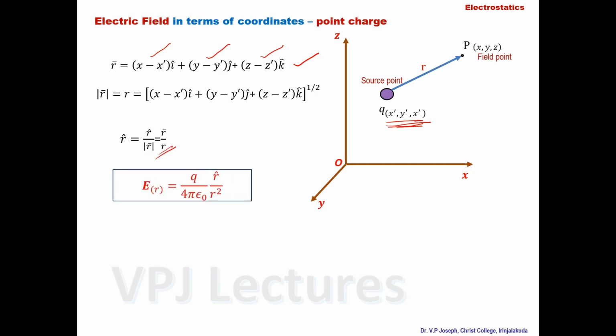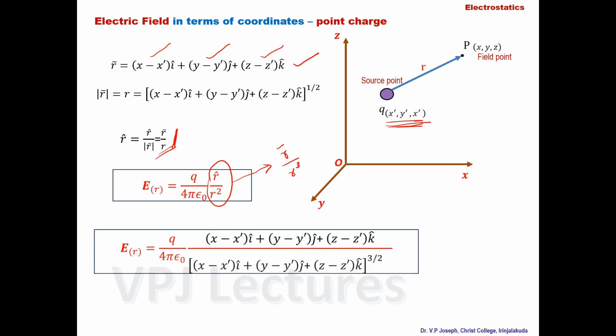So the expression for the electric field changes. The expression for the electric field for a single charge is given by Q by 4 pi epsilon 0 into R-hat by R square. Now in place of the unit vector R-hat, we substitute vector R by modulus R, so this becomes vector R by R cube. Already an R square is there, so it becomes R by R cube.